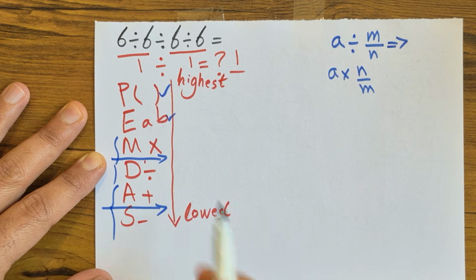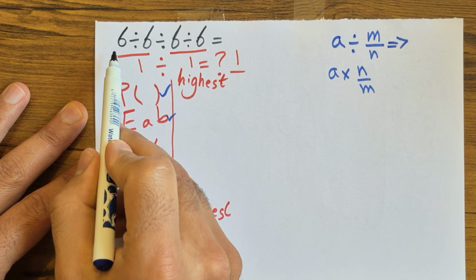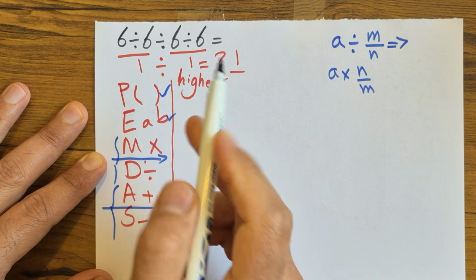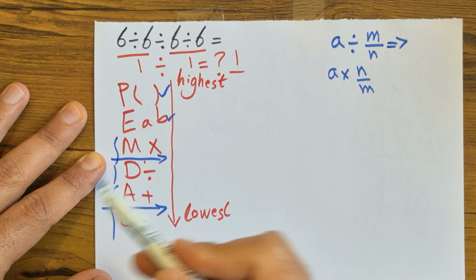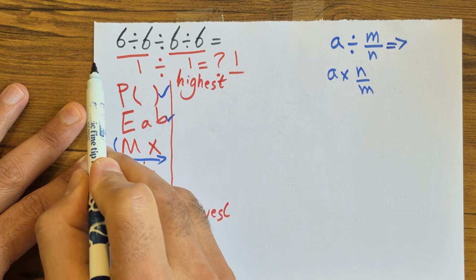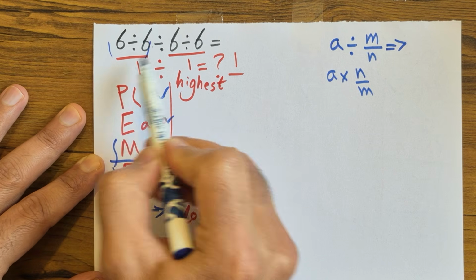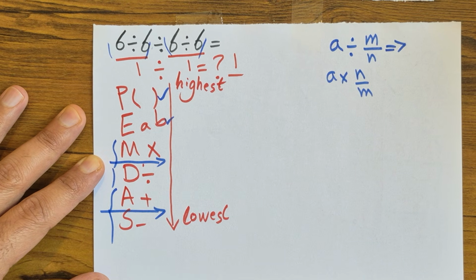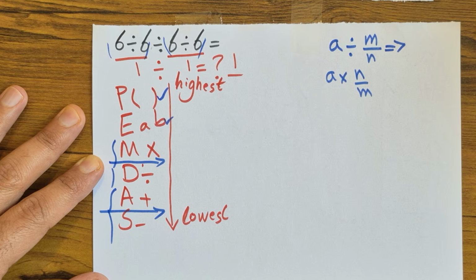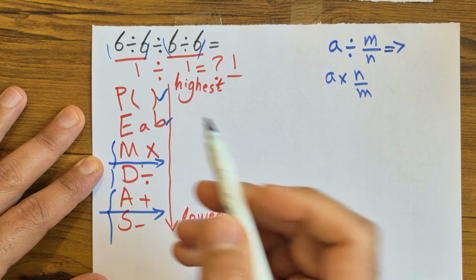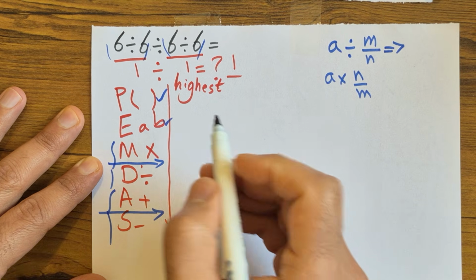So let's now revisit our original problem. 6 divided by 6 divided by 6 divided by 6. So it is no parentheses, no exponents, just divisions. You must go from left to right. If you pair these two sixes and these two sixes, you assume that they were paired and they were inside the parentheses. In reality, they are not. So you must go from left to right.